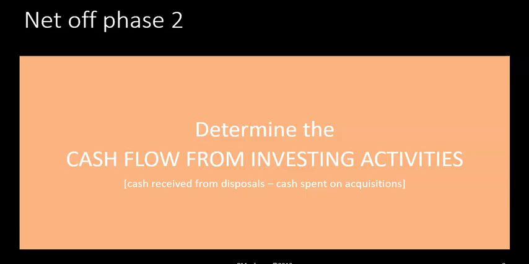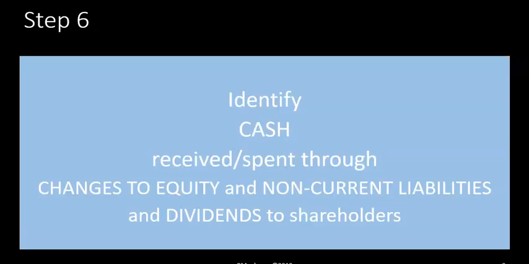So we move to step 6. Step 6 says we're going to identify any cash received or spent through changes to our equity or non-current liabilities and deduct any dividends paid to the shareholders. Right? So we could change equity, but it has to be cash being used. That's all we're recording. It's a cash flow statement, so we're recording changes in cash only.